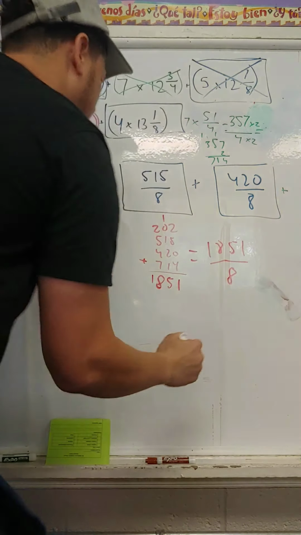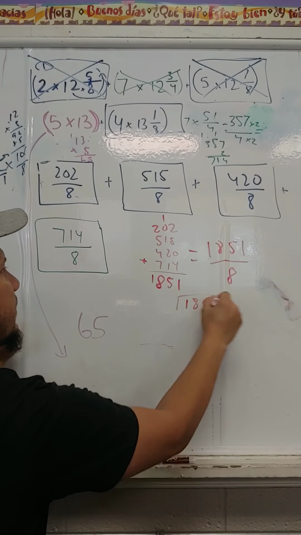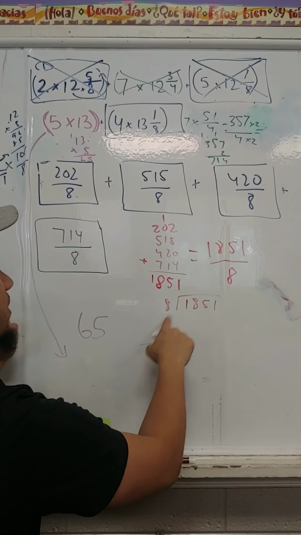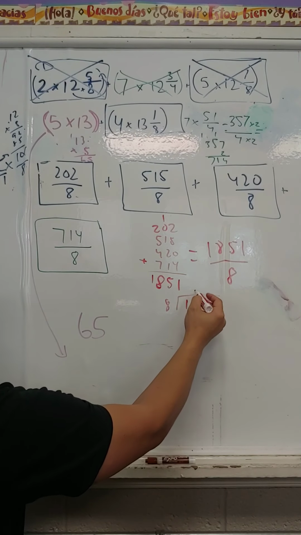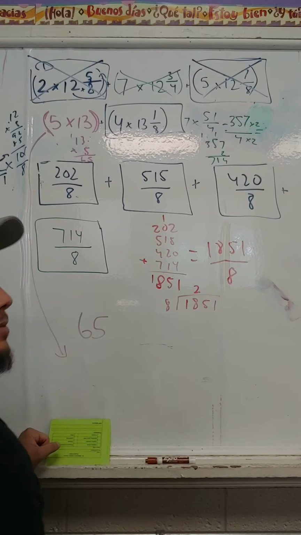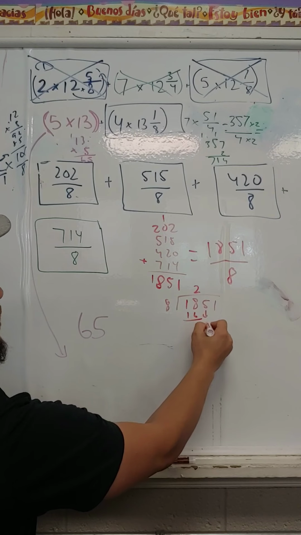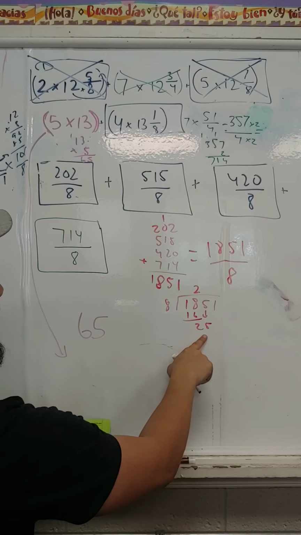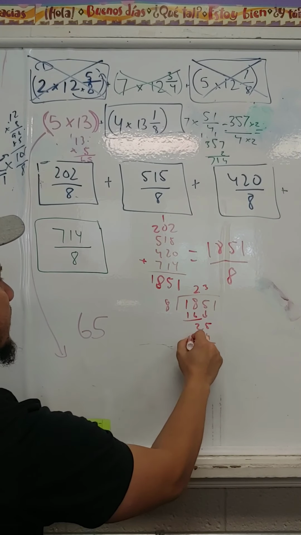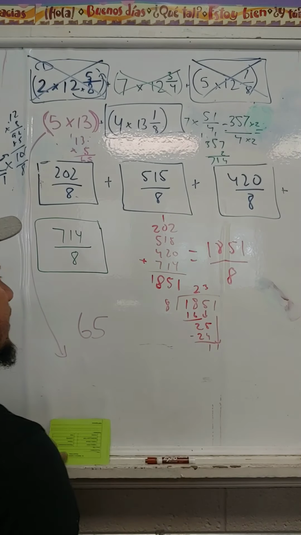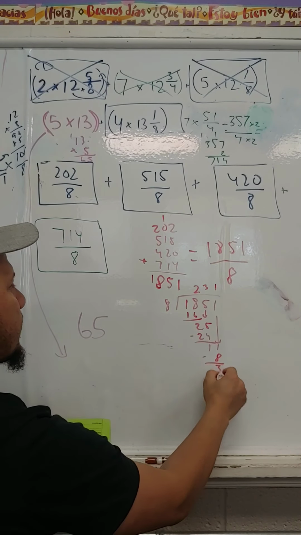You're not going to be able to see over there. 1851, right, divided by 8. Because I'm trying to see how many whole 8s do we have in here. So we say 8 goes into 18 twice. 8 times 2 is 16. Subtract. Bring it down, bring it back. 8 goes into 25 3 times. Subtract. Bring it down, bring it back. 8 goes into 11 once. Okay, so I end up with a remainder of 3.